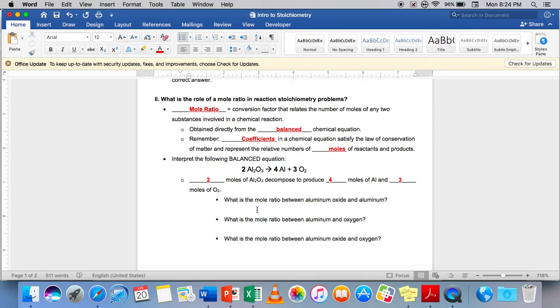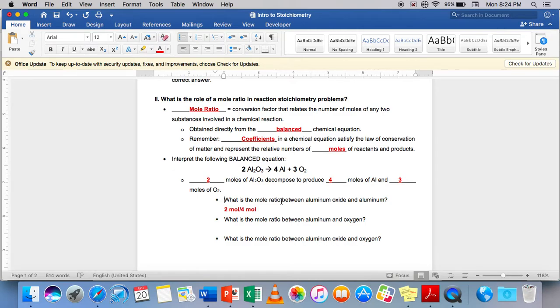For example, number 1 asks, what is the mole ratio between aluminum oxide and aluminum? Well, aluminum oxide, the Al2O3, has a 2 in front, so I'm going to put 2 moles. And the way we create a mole ratio is a division sign. It's always going to be like a conversion. 2 moles of aluminum oxide is going to produce 4 moles of aluminum. So the mole ratio between aluminum oxide and aluminum is 2/4, and that comes directly from the balanced equation.